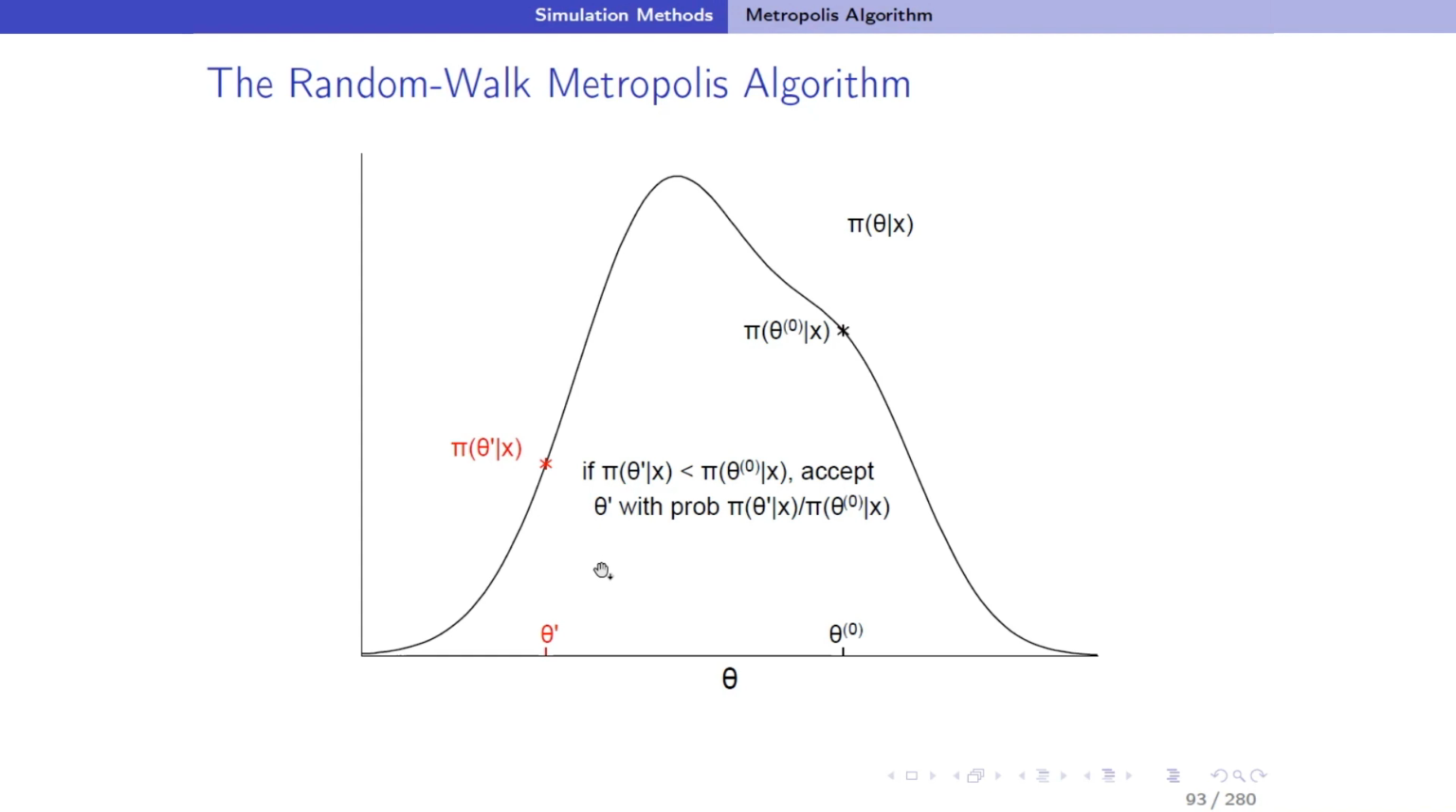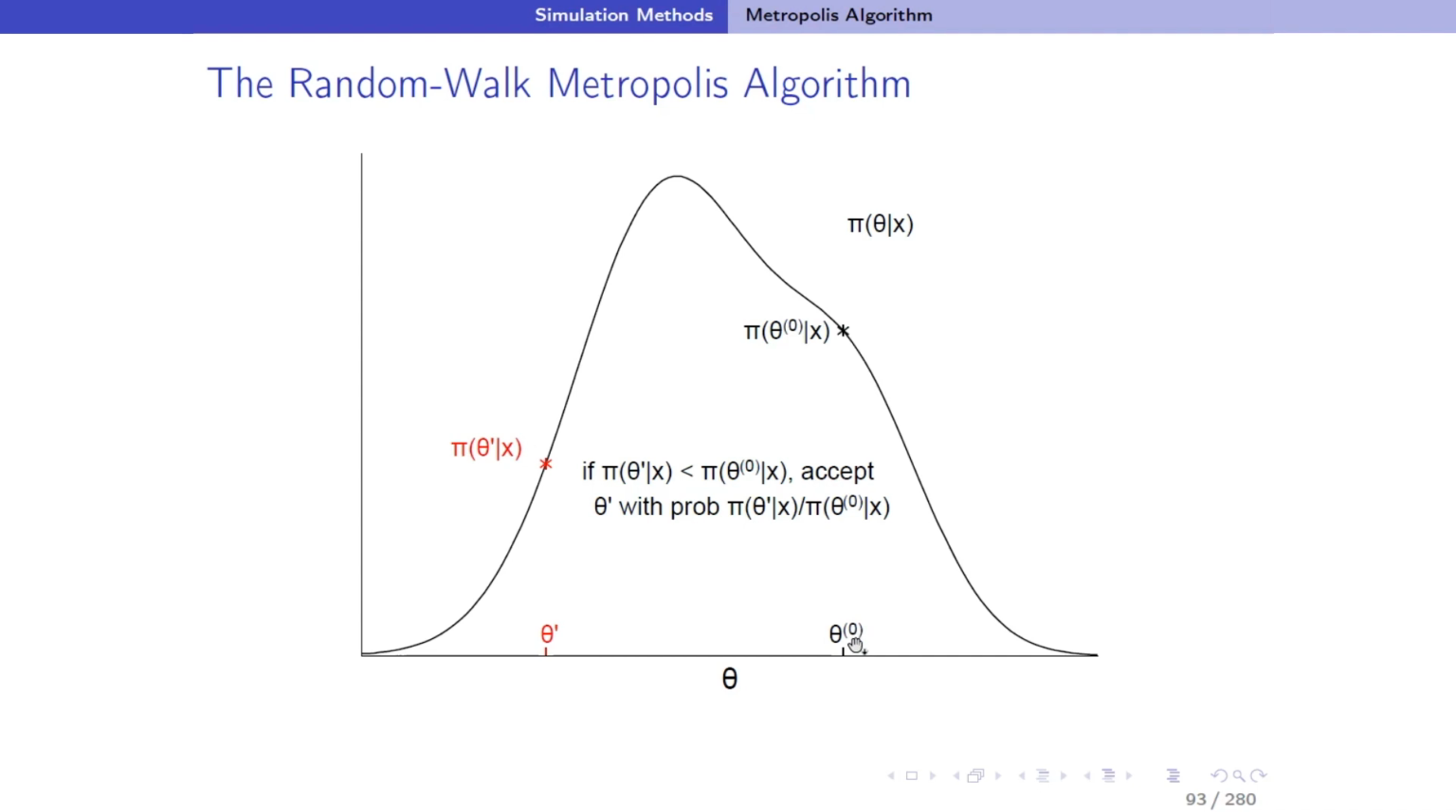But if I propose to somewhere where it's lower, and I compute the height of the density at this height and this height, and I know this is lower, then I accept the sample with a probability equal to the ratio of the height of this to the height of that.